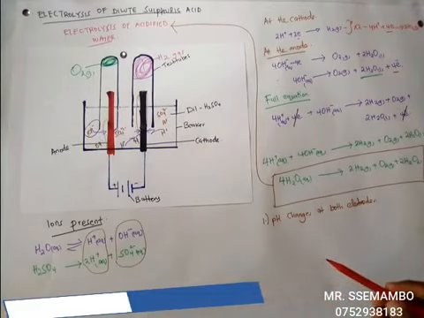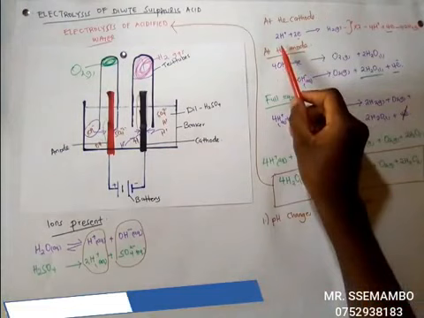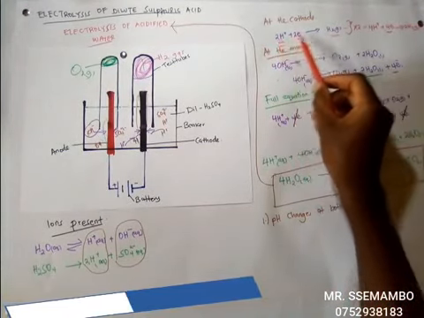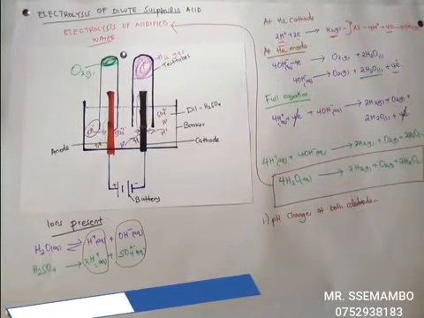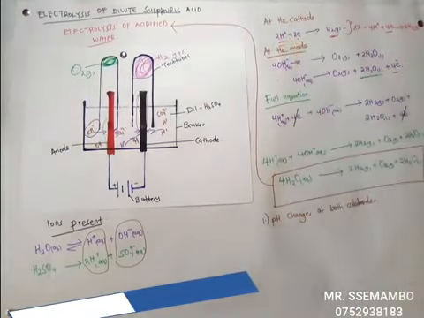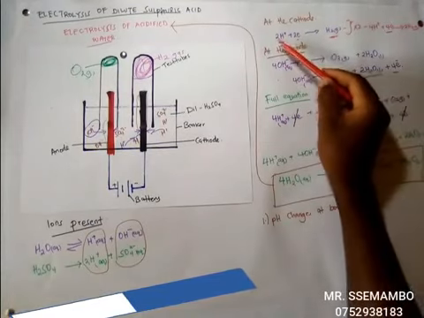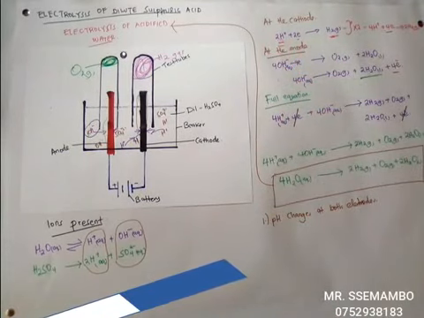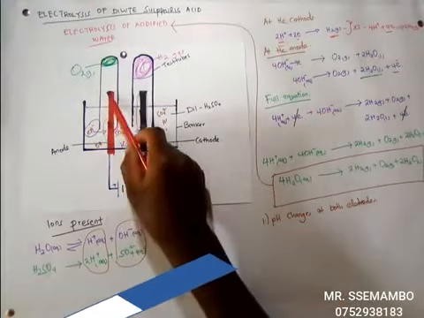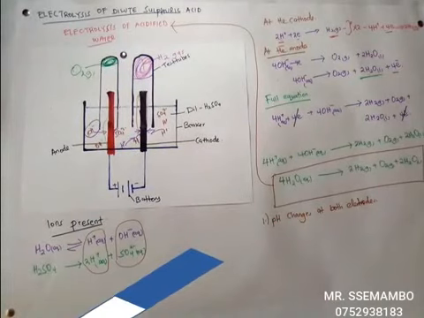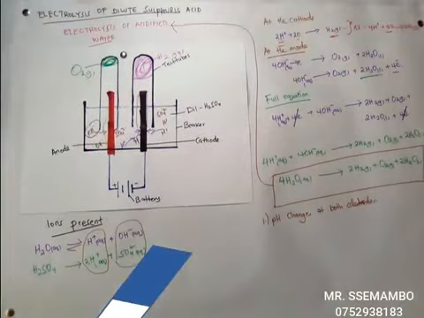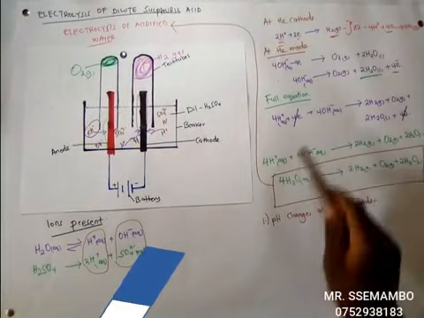Why does the pH increase? It is because the hydrogen ions are being discharged as hydrogen gas, and therefore the concentration of hydrogen ions in solution decreases. Hydrogen ions are responsible for the acidic nature of the solution. Then at the anode, what happens? The acidity increases. Why? It is because the hydroxyl ions are being discharged.